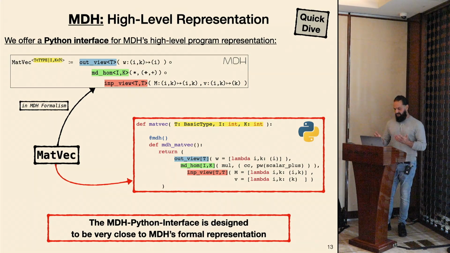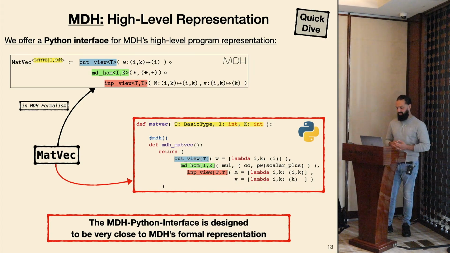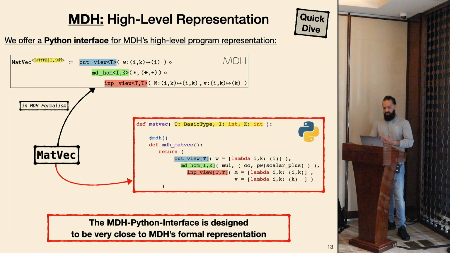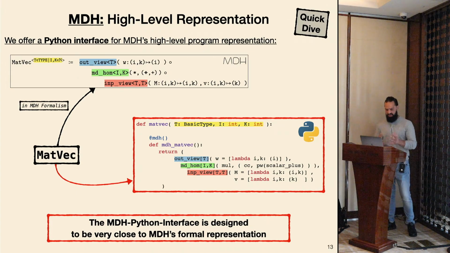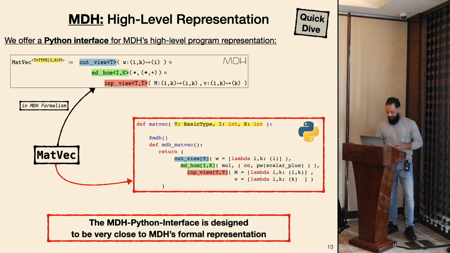Here we can see, for example, the three higher-order functions expressed in Python: out view, MDHOM, input view. Index functions are expressed via Python lambda functions. Then we have the multiplication, expressed as mul instead of the star symbol. We have CC for concatenation, PW for pointwise computation, the scalar plus, and so on, and also the type parameter. So it's a very close interface to the formal representation of MDH, which we consider good.